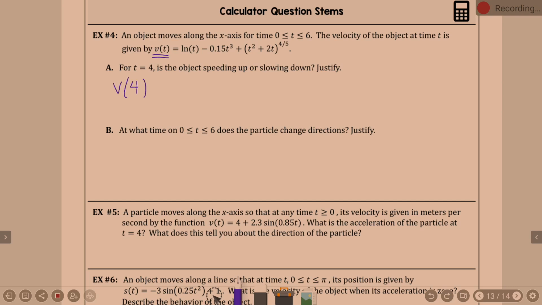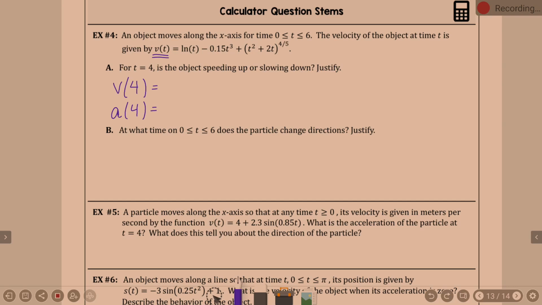So basically, I need to know what the velocity is at time 4 and what the acceleration is at time 4. Fair enough? I don't know which one this is, but I'll do it. Now, they gave us v of t, yes?